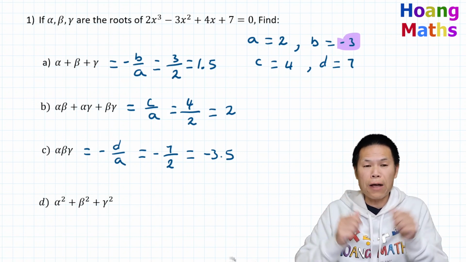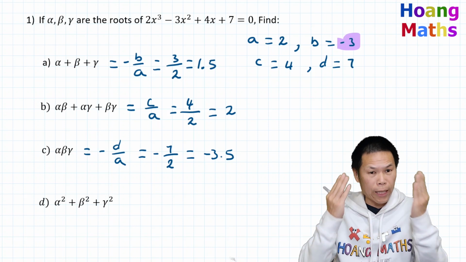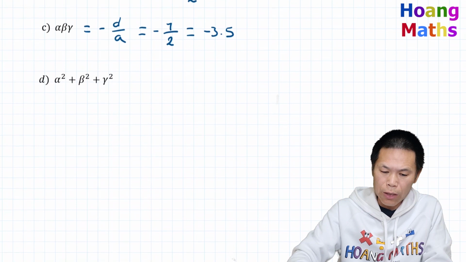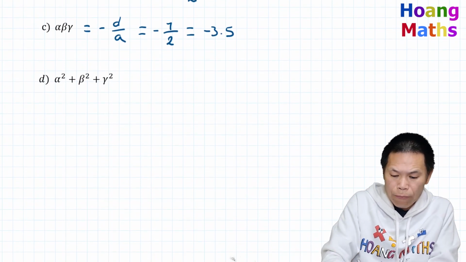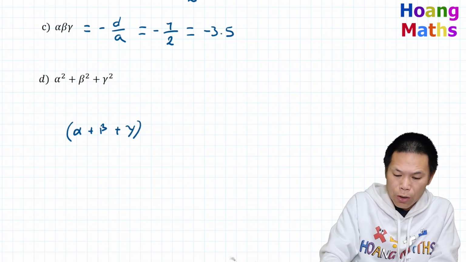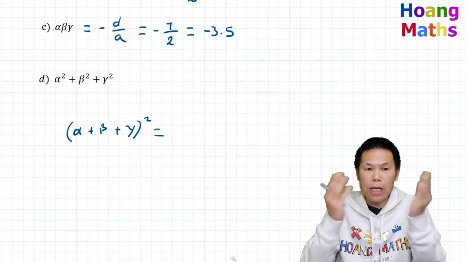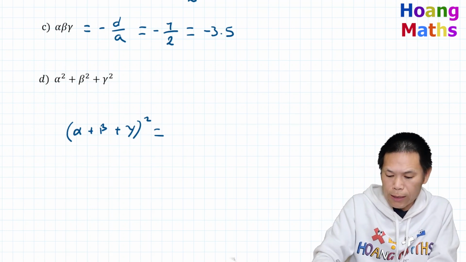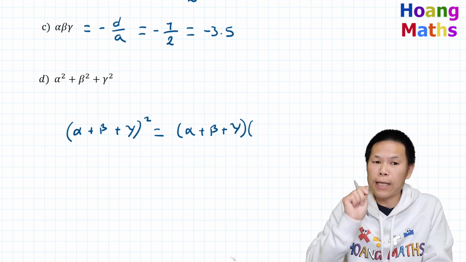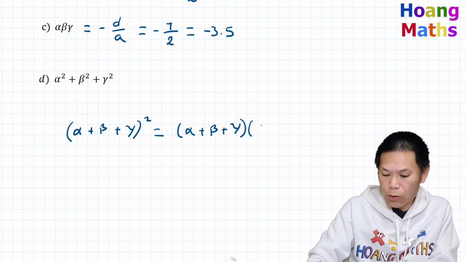So part D, we need to find alpha squared plus beta squared plus gamma squared. To do this, if you think about it, let me just move this up a little bit. If we have, let's say, alpha plus beta plus gamma all squared, let me expand this first. This is exactly the same as alpha plus beta plus gamma times alpha plus beta plus gamma, because a squared is a times a. Keep that in mind.